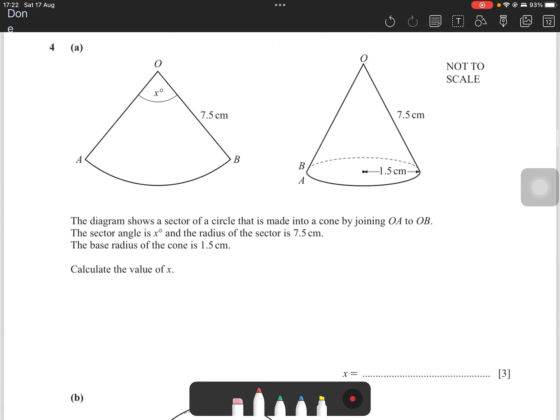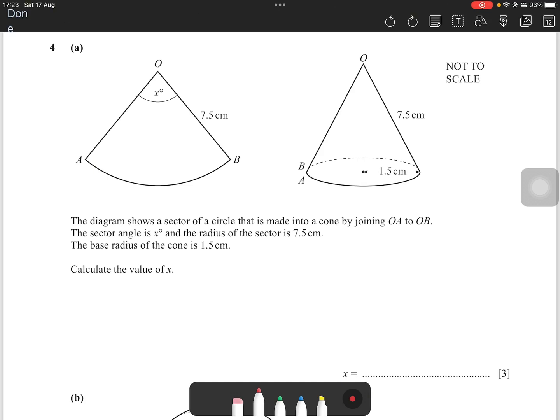Question 4. A. The diagram shows a sector of a circle that is made into a cone by joining OA and OB. The sector angle is x and the radius of the sector is 7.5 centimeters. The base radius of the cone is 1.5 centimeters. Calculate the value of x.